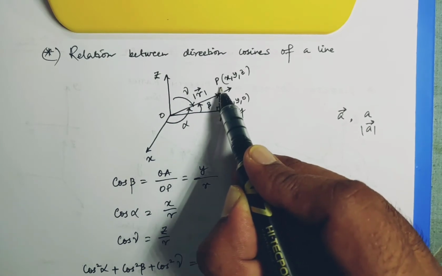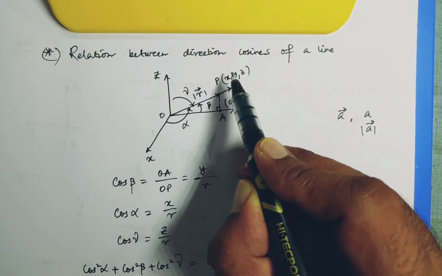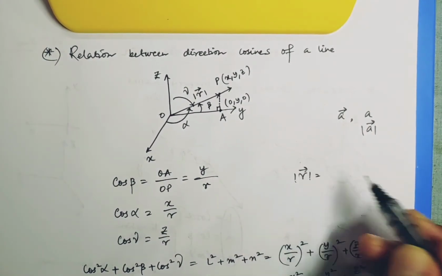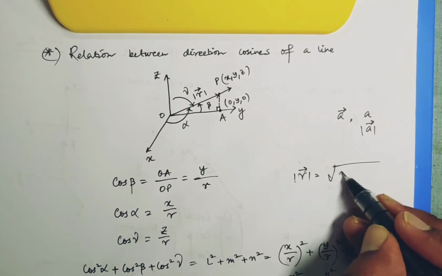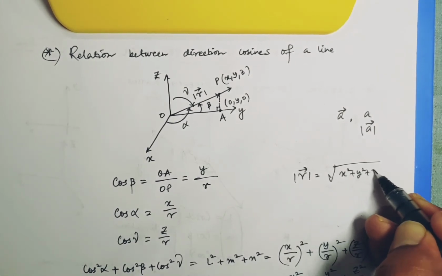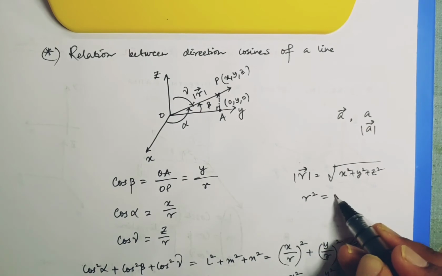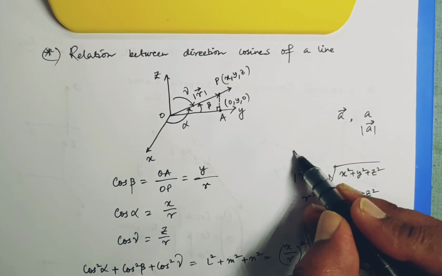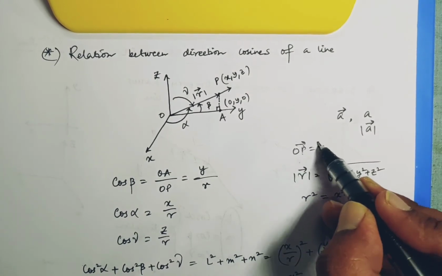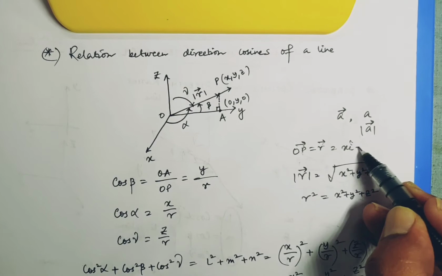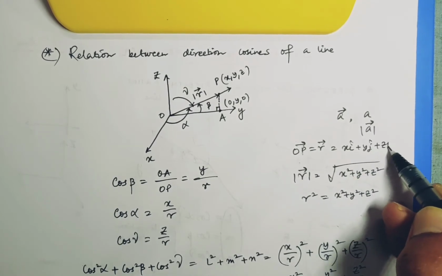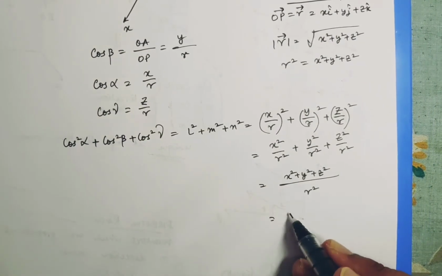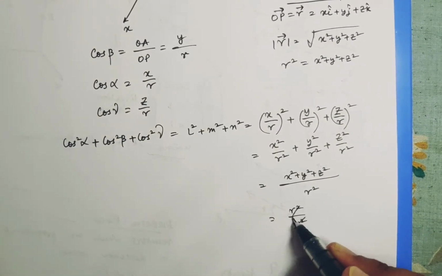The position vector of OP is what? xi cap plus yj cap plus zk cap. So the magnitude of r vector will be root over x square plus y square plus z square. So r square is equal to x square plus y square plus z square. Let us write this: OP vector is equal to r vector, which is equal to xi cap plus yj cap plus zk cap. This was the position vector of the point P. So this is equal to r square divided by r square. These two cancel, it's 1.